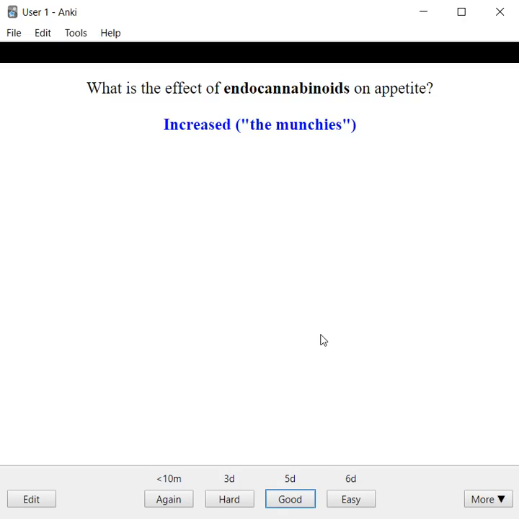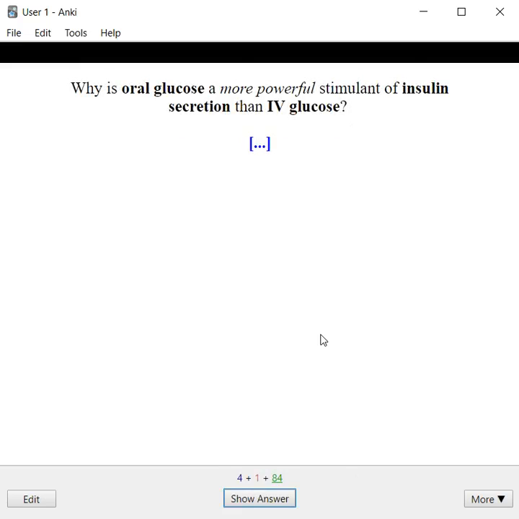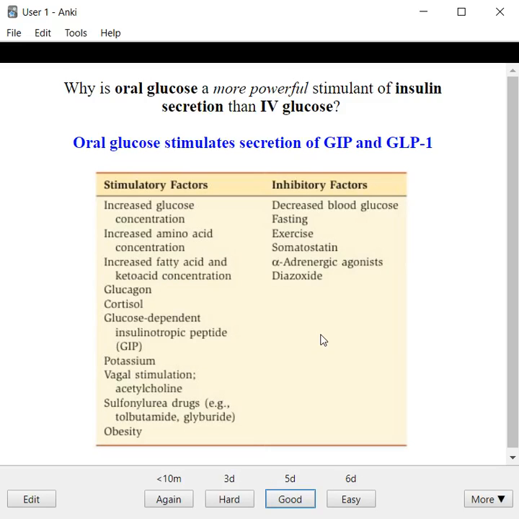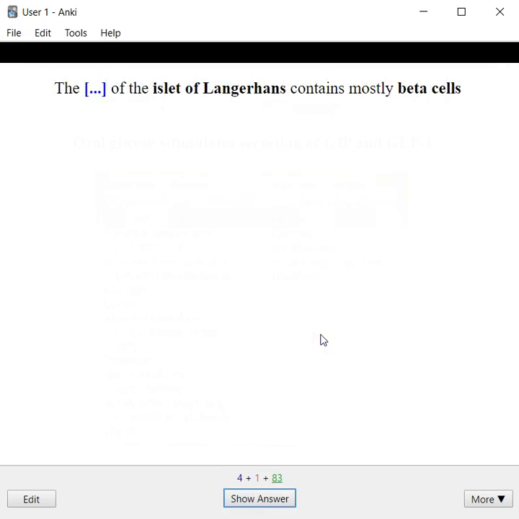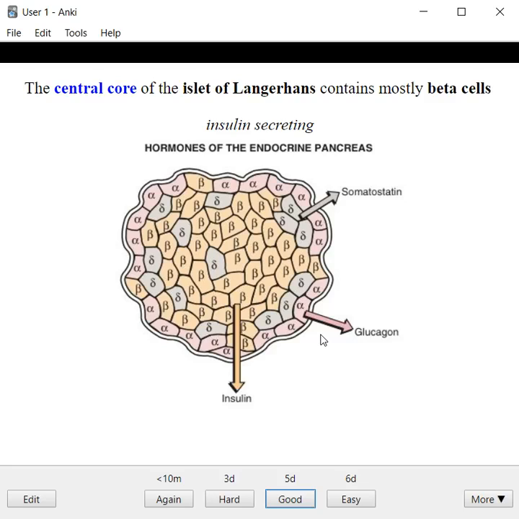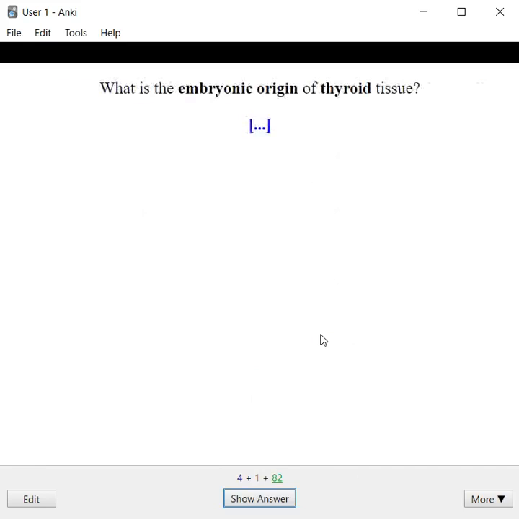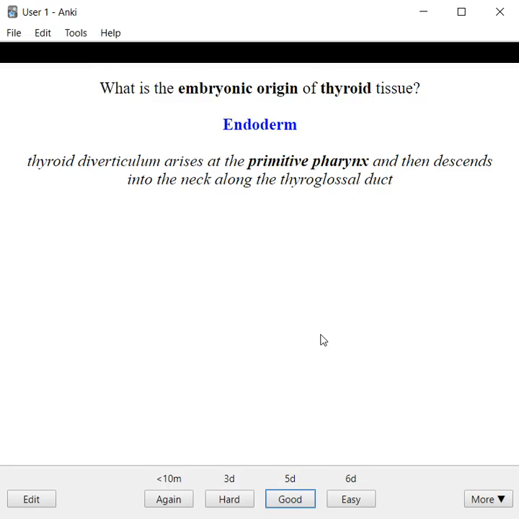Increased, the munchies. Why is oral glucose more powerful stimulant of insulin secretion than IV glucose? Because oral glucose stimulates secretion of GIP and GLP-1. The blank of the islet of Langerhans contains mostly beta cells. We're talking about the central core. What is the embryonic origin of thyroid tissue?